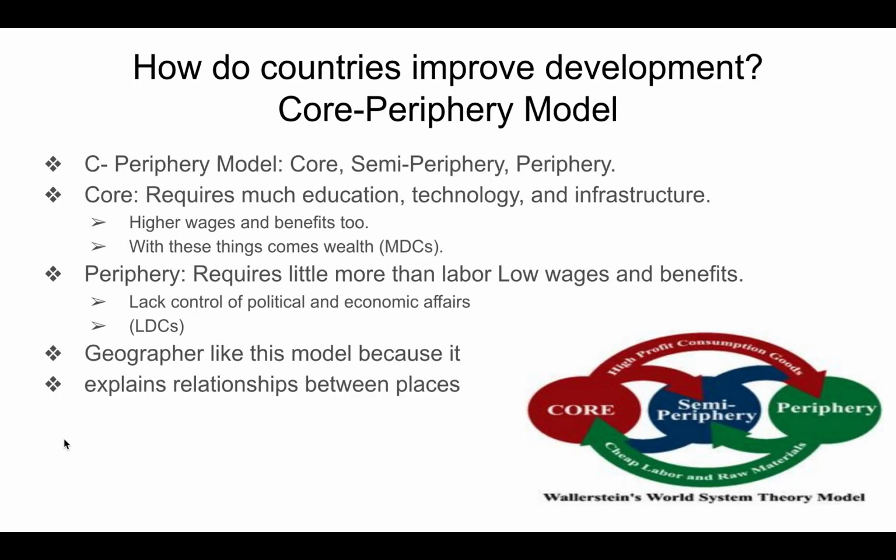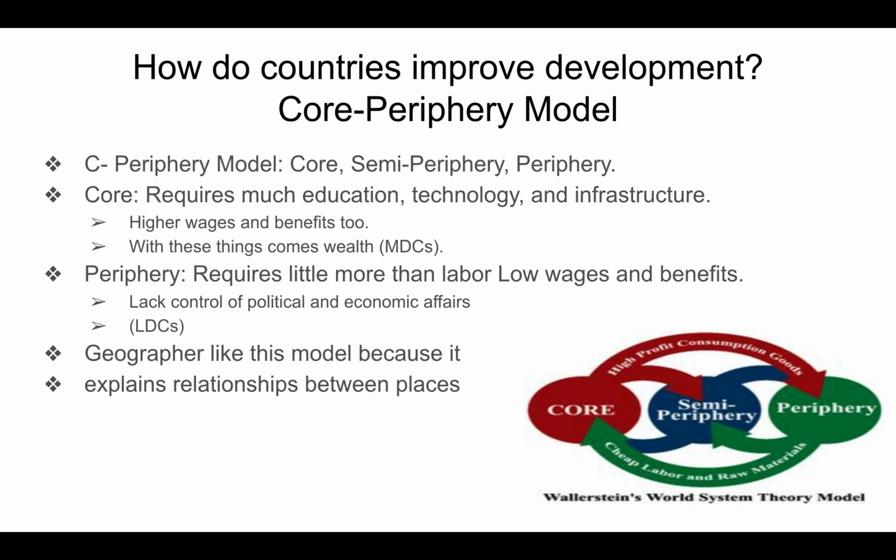Rostow's theory is slightly different than Wallerstein's economic systems theory. Wallerstein's economic systems theory is known as the core periphery model. He actually built on the core periphery model. So the core is going to be countries that have higher education, technology, and infrastructure. And with that, there will be higher wages, higher economic sectors, and then also pensions or benefits for employees. And then also we'll see in the core mass consumption, which would correlate with Rostow's 5th stage.